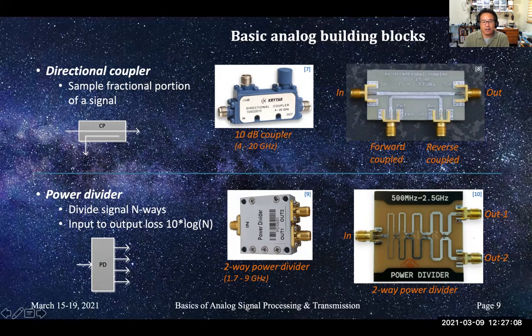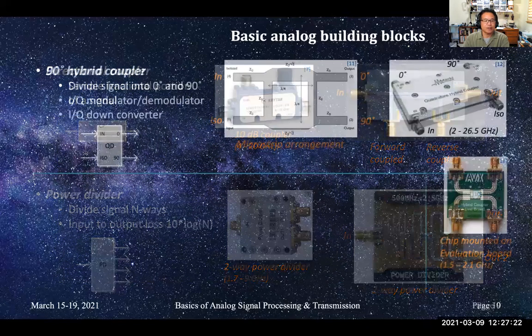This is a Wilkinson power divider design. There are many sections in here to increase the bandwidth. A signal coming in gets split into two equal signals, each half the power of the input. So there's a 3 dB loss at the output.